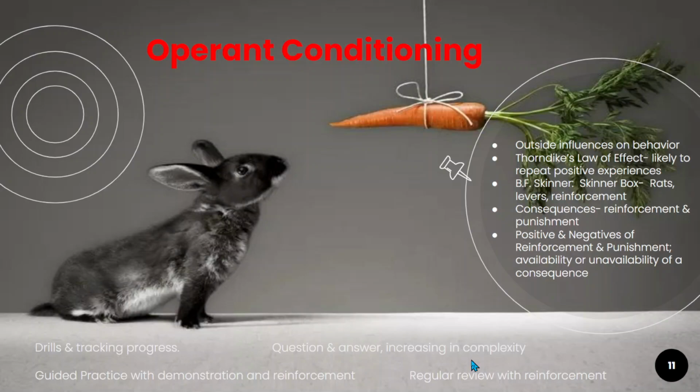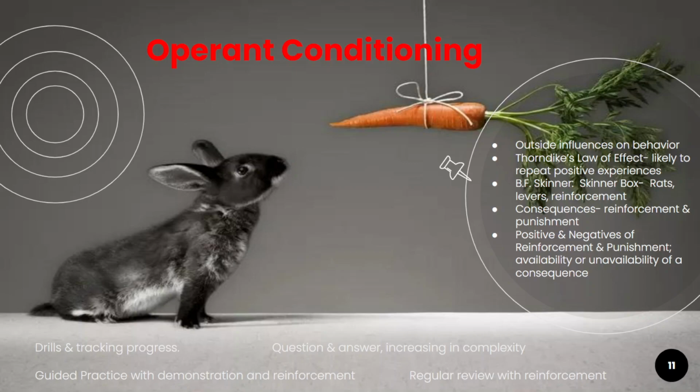We also talk about operant conditioning with behaviorism, and that's where we talk about the outside influences on behavior and consequences. Thorndike's law of effect says that we're likely to repeat positive experiences. So we see a lot of positive reinforcement within classrooms. We try to make experiences positive. We do have consequences for our behavior. We call them reinforcement and punishment. Reinforcement makes the behavior more likely. Punishment makes behavior less likely to happen.